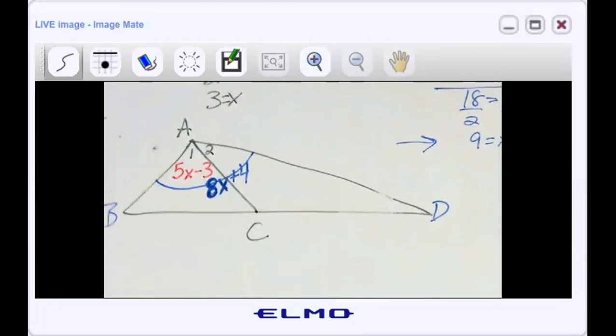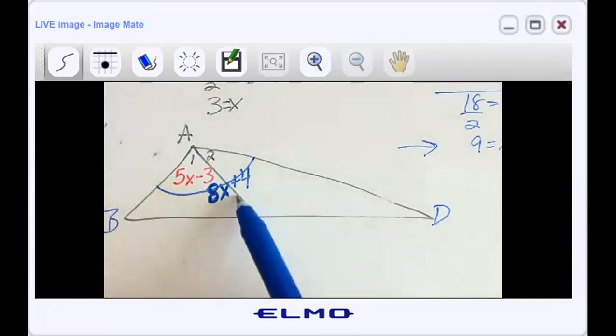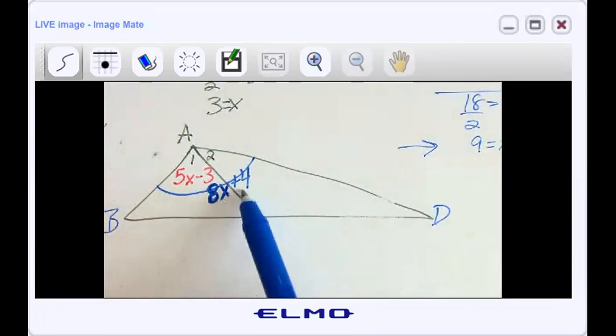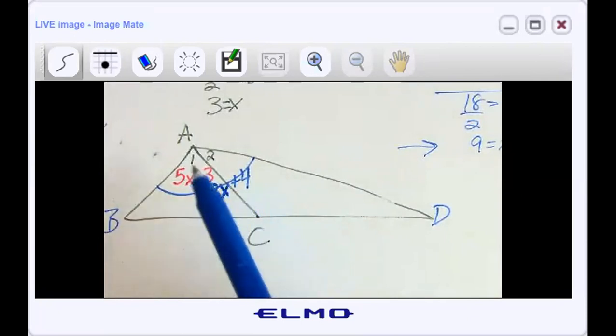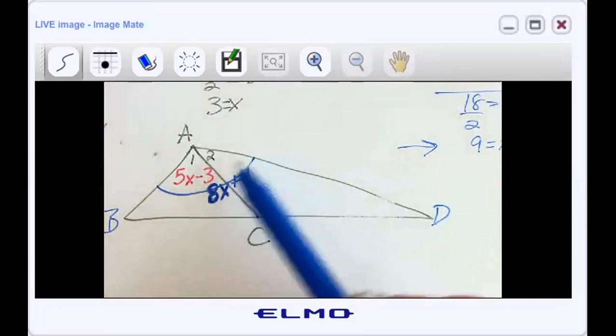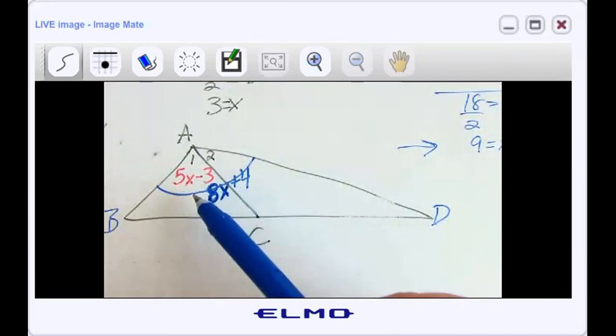Let's figure out why. Now, here's the thing. These two are not equal to each other. So I hope your equation, look at what you wrote. If you wrote 5x minus 3 equals 8x plus 4, that can't be, because 8x plus 4 is this whole big angle. So how could this one little piece be equal to the whole thing? It can't. Here's what I do know, okay?